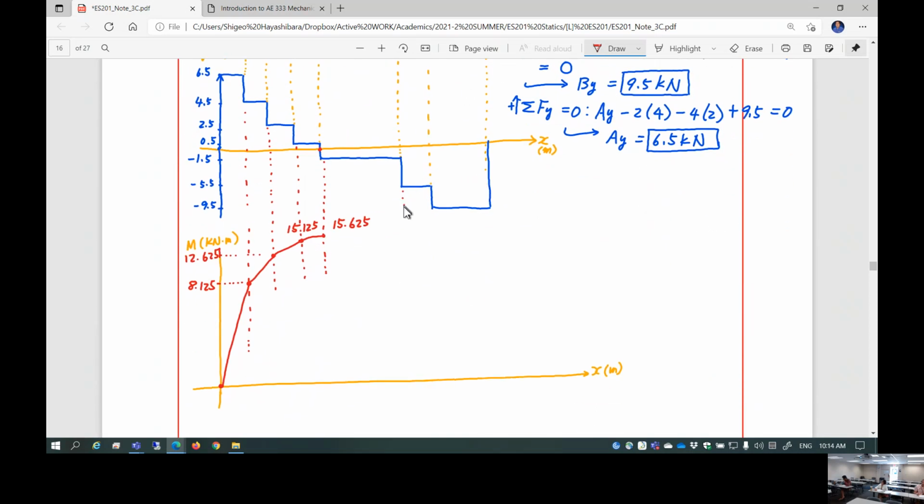So now, right here, what happens? Now the shear is negative value. That means the slope becomes negative. So you begin to have this kind of slope. Okay, the value is 15.65 minus the area. Now you have value 12.65. Okay.